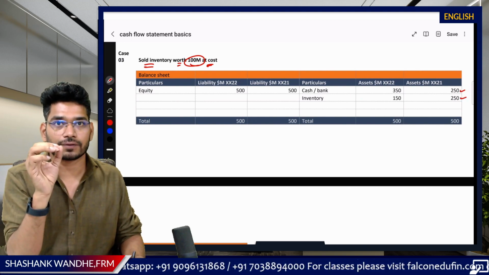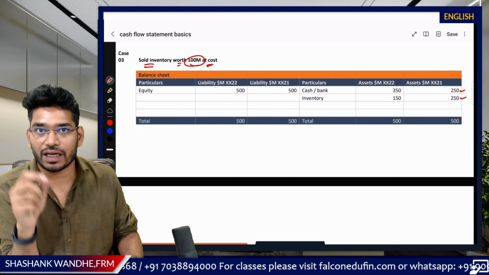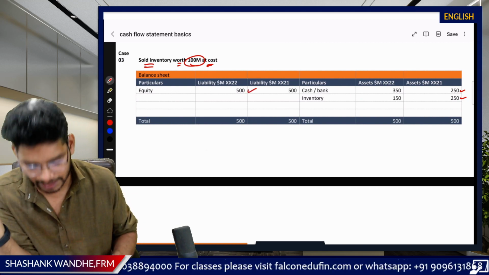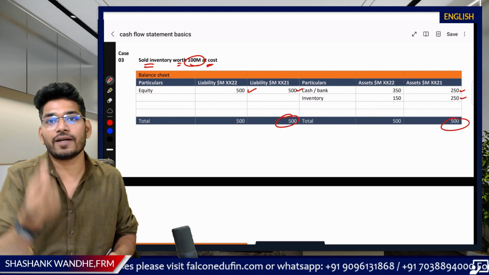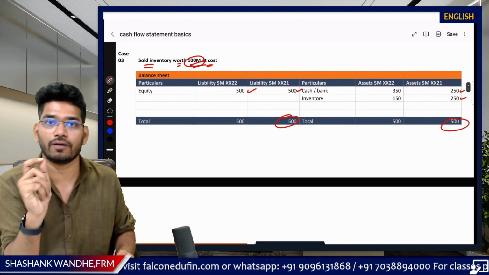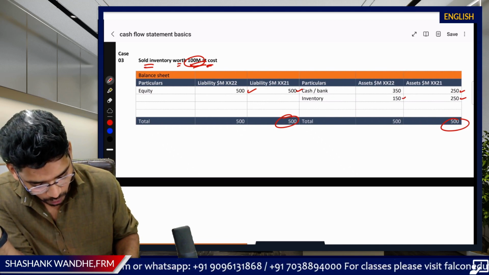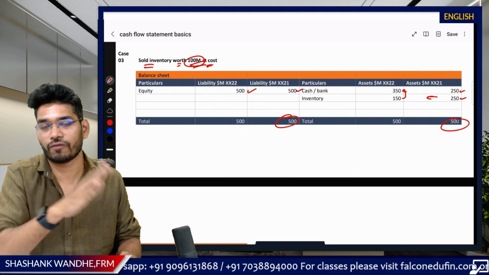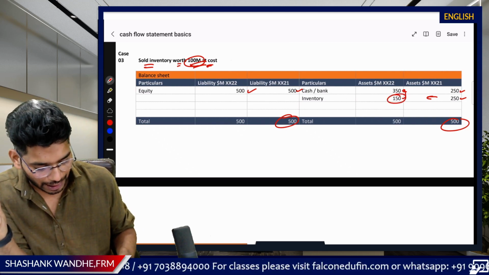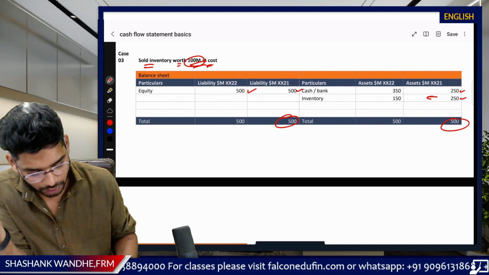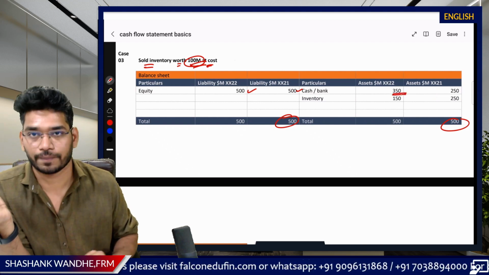In 21, we have the cash balance worth 250 million, and then we have the inventory worth 250 million. Equity is same, 500 million. Our balance sheet for the 21 is tallied here. Now we sold inventory at cost worth 100 million. So what will happen here? 250 minus 100, you sold that. Now you have inventory worth 150 million, and this will get added into the cash account. So 250 plus 100 million cash. So you will have the cash balance of 350.